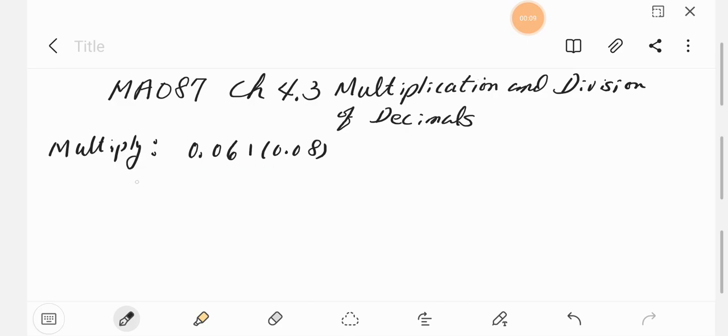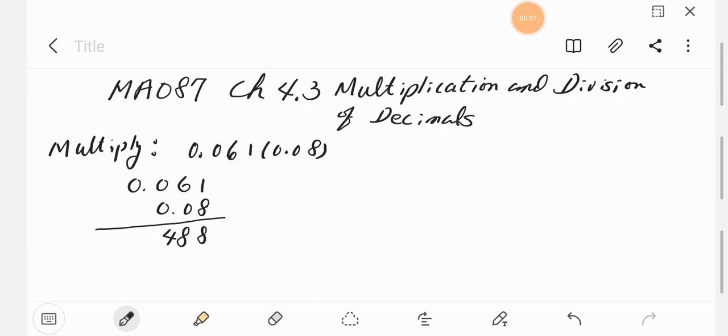So let us write this one vertically. Okay, and then align the second number to the right, 0.08. And then you just multiply as if it is just a whole number. So 1 times 8 is 8, 6 times 8, 48.